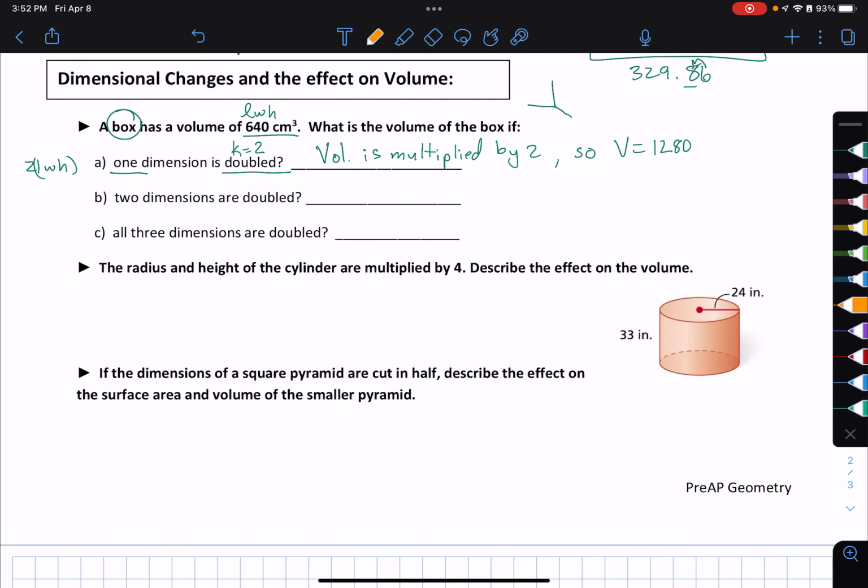Now, for the second one, we're changing 2 dimensions this time. So K is still 2, but I have maybe 2 times the length and then 2 times the width and then times the height. Well, 2 times 2 is 4. So the volume is multiplied by 4. So that 640 times 4 would be a new volume of 2,560.